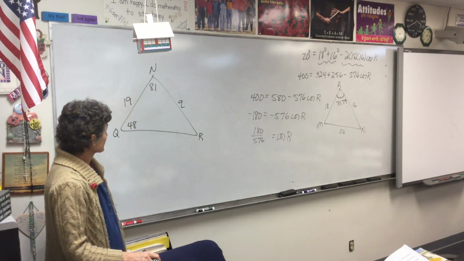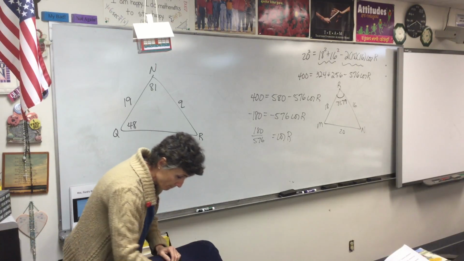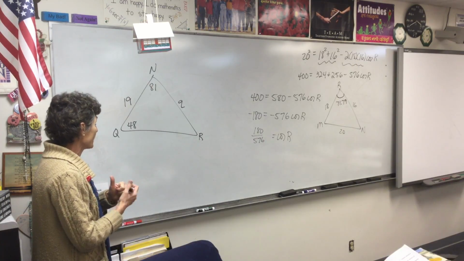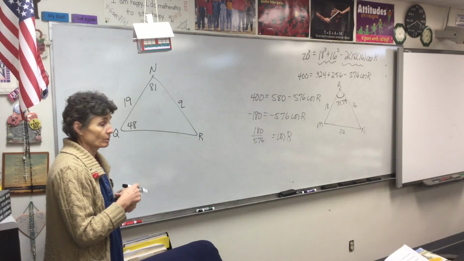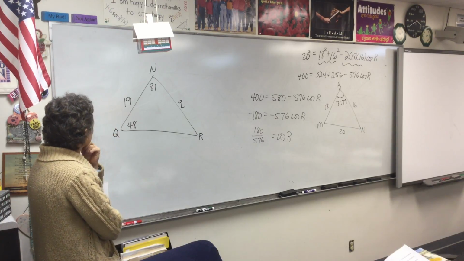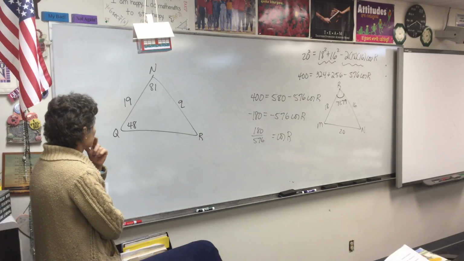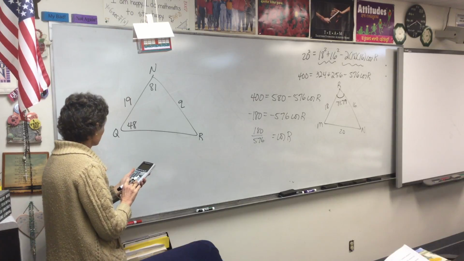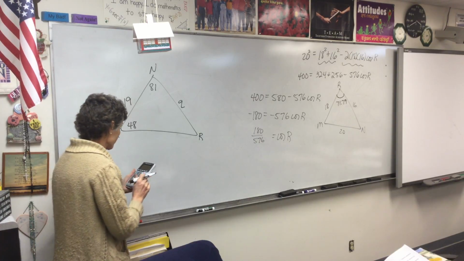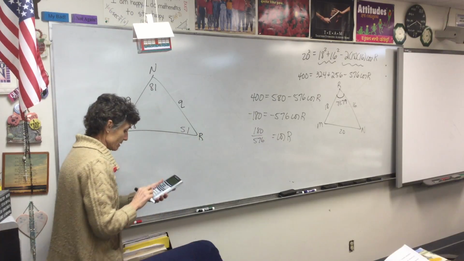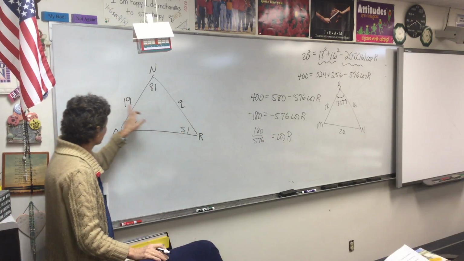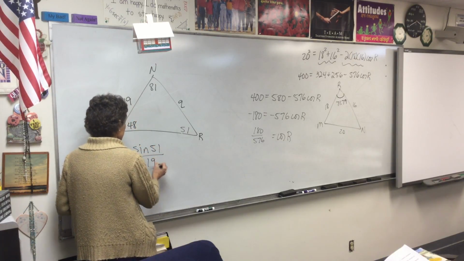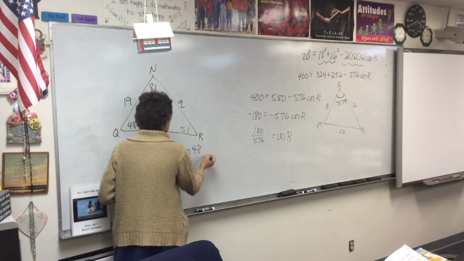All right, last question says find Q, side Q. Okay, so if I'm finding a length, a side, or an angle, I need my law of sines or cosines. So which will it be here? This will be the law of sines because I know two of the angles, so I can find the third. And once I know that, I have my match set. So sine 51 is to 19, as sine 48 is to q.